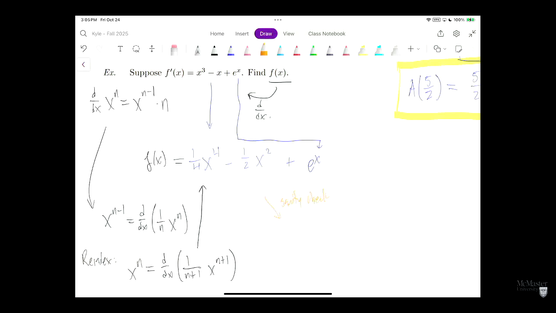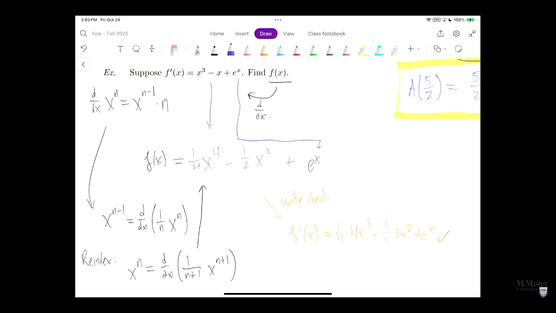And the only thing that we might want to do, a sanity check, is we'll take the derivative and see if we get f prime back. So if we take the derivative, we'll get 1/4 times 4x to the 3 minus 1/2 times 2x squared plus e to the x, which is exactly the original function we had.